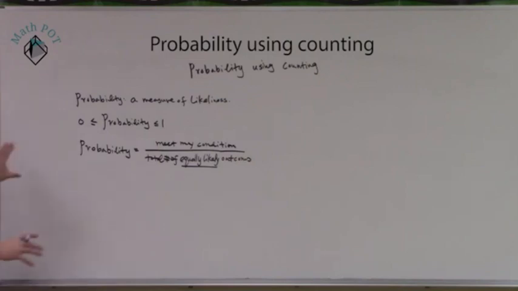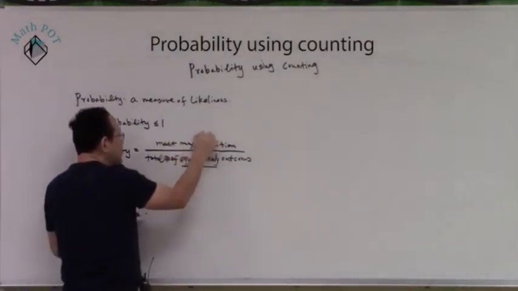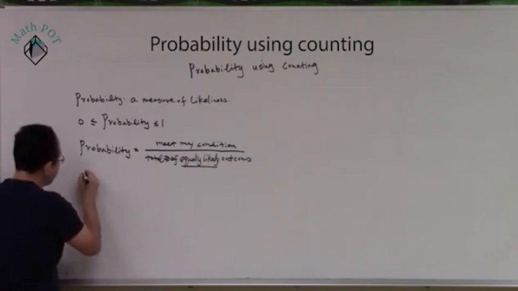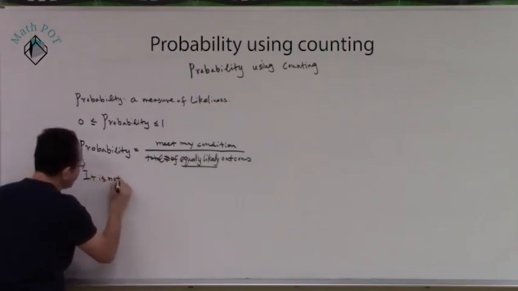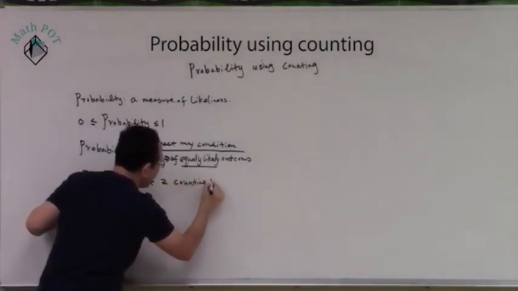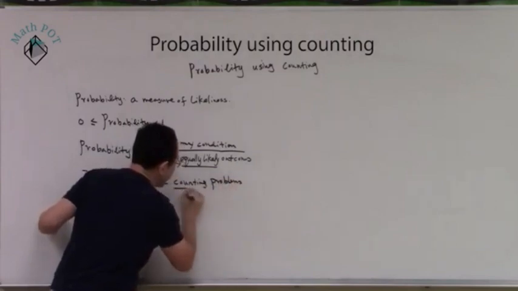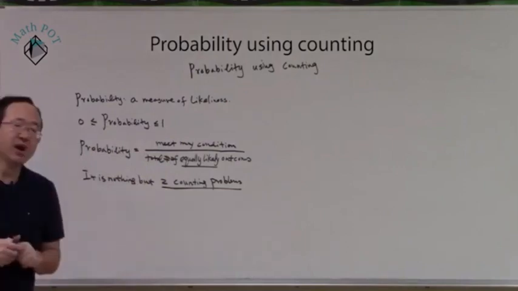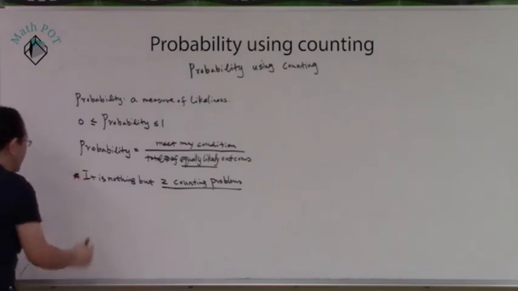Notice from this formula, it's very clear that a probability problem is nothing but two counting problems. Look at here, this is one counting problem, and this is another one. So if you try to solve probability using counting, it's nothing but two counting problems. What that means is, if you know how to solve counting problems, you should have no problem with probability problems. Always remember, this is a super important idea.